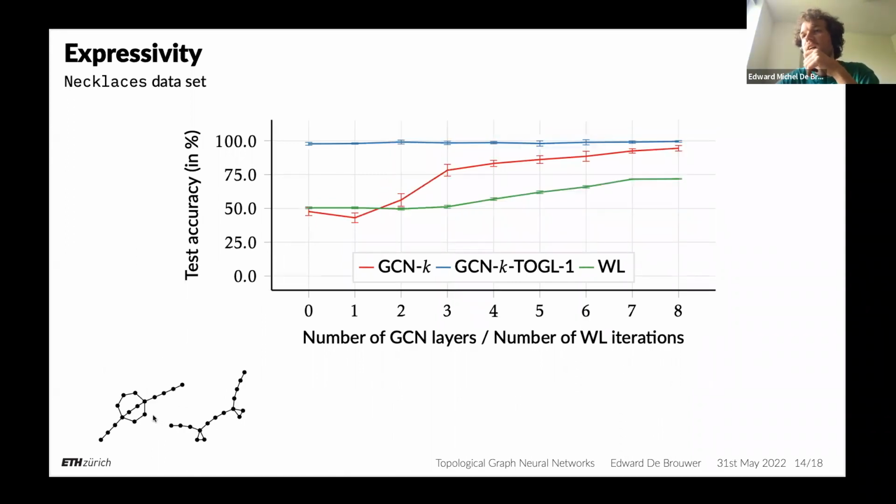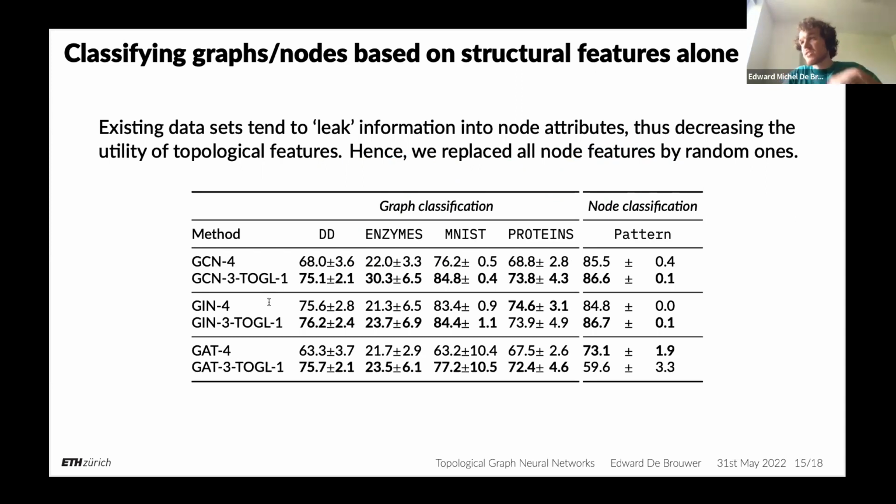So the second example that we gave is the one that we call the necklace data set, and here you can see a similar type of performance. TOGL can directly give you graph-level information that can be used to distinguish between those two graphs, while GCN will need multiple layers and iterations in order to distinguish between those two. Okay, so that was for synthetic data sets.